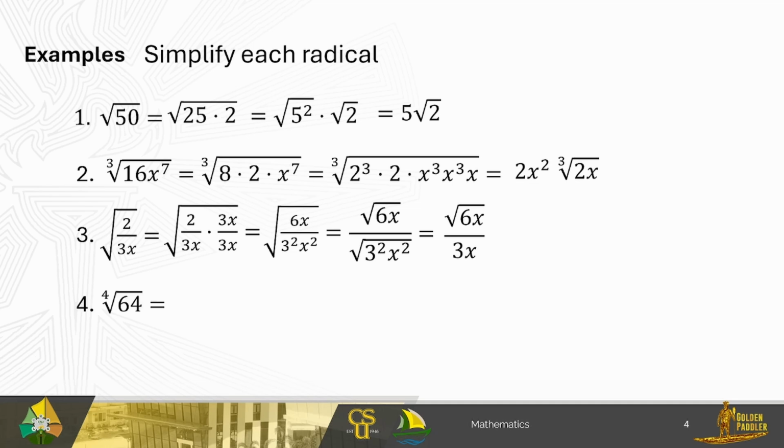Number 4, the fourth root of 64. So we have to reduce the index. This is equivalent to the square root of 8, since the square root of 64 is 8. So factor the radicand, 8 is 4 times 2, which is 2 squared times 2, but the square root of 2 squared is 2. So the answer is 2 square root of 2, which is now the simplest form of this radical.